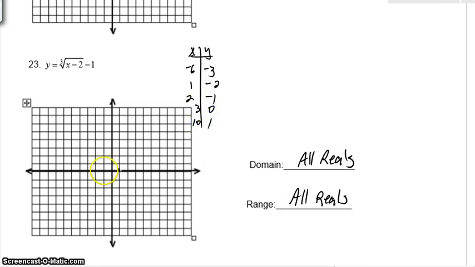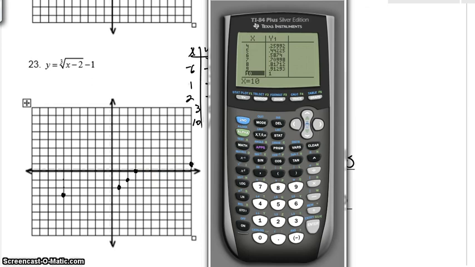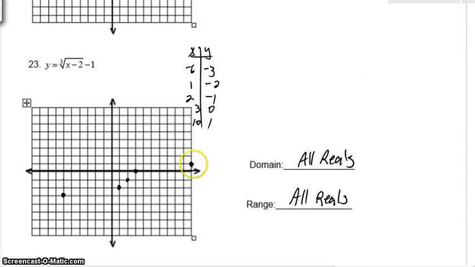So I can go 6 steps to the left, 1, 2, 3, 4, 5, 6, go down 3. 1 to the right, go down 2. 2 to the right, go down 1. Go 3 to the right, don't go up or down any. Here's 4, 5, 6, 7, 8, 9, 10. Just go up 1. And of course, you could hit graph, and you get that kind of an S shape, and very nicely you're going to be done. So this is what our test is going to be looking like. Domain and range are always going to be all reals for cube roots.